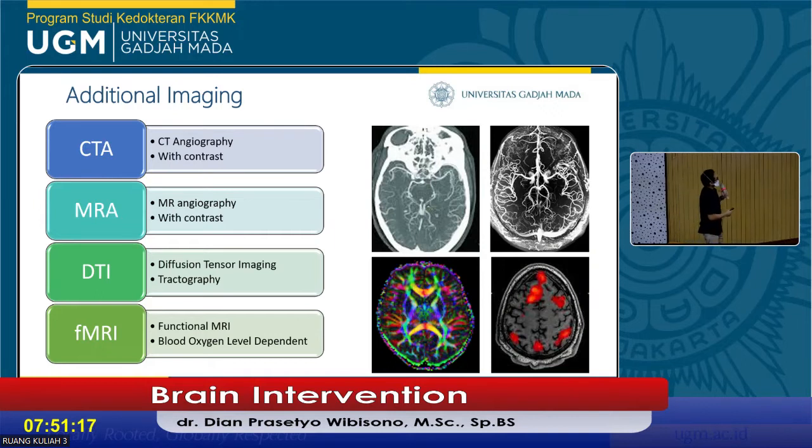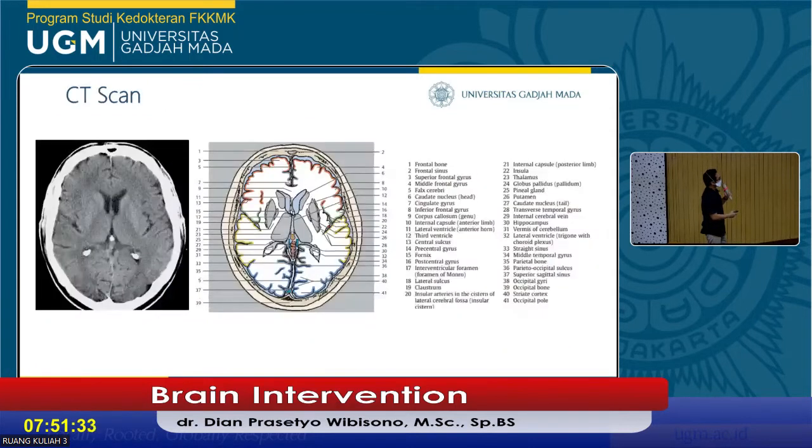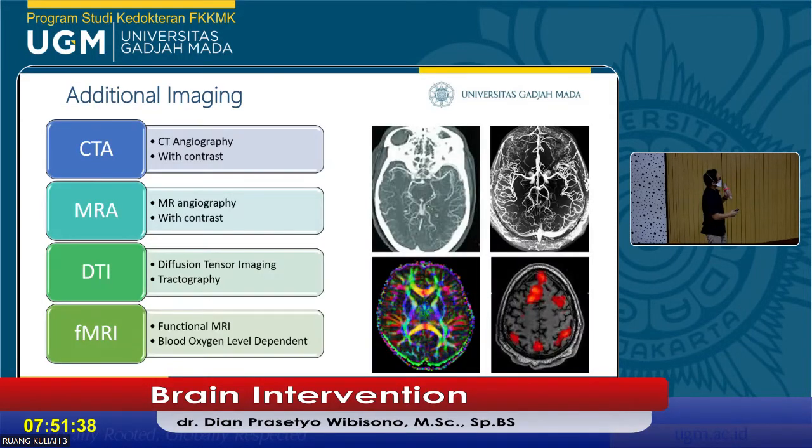The one that I have mentioned before, CTA or CT angiography, uses contrast. This is the appearance of CT angiography. So you can see the vessels inside the brain, a little bit different from the one without contrast. And MRA or MR angiography with contrast is the same as CT angiography. It's a similar appearance, in which the vessels will appear.